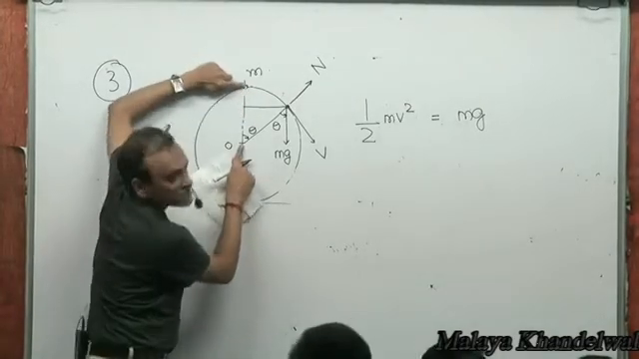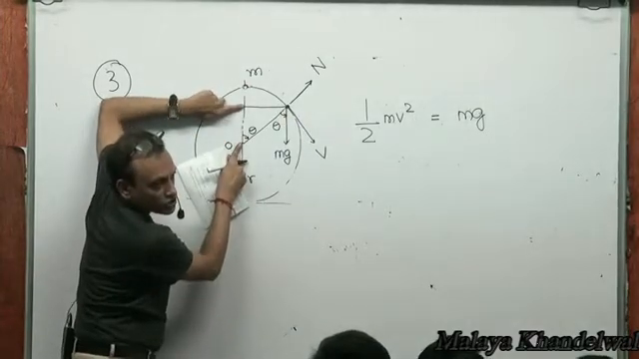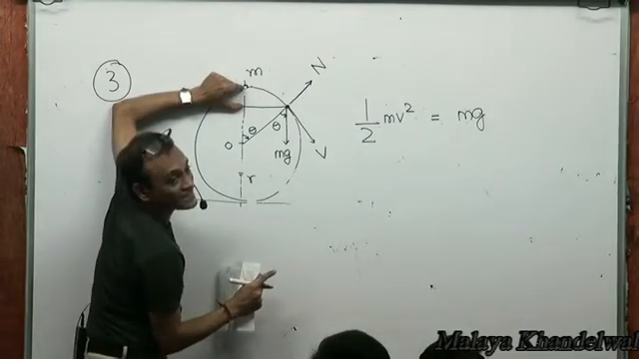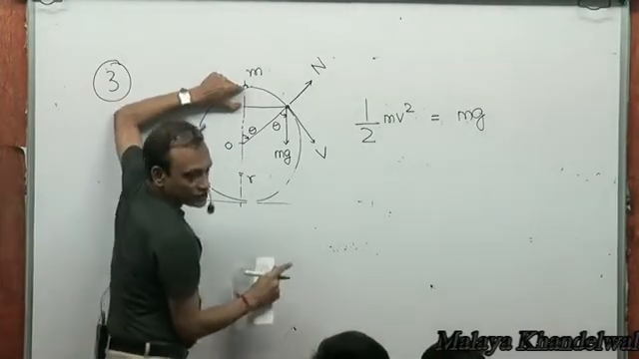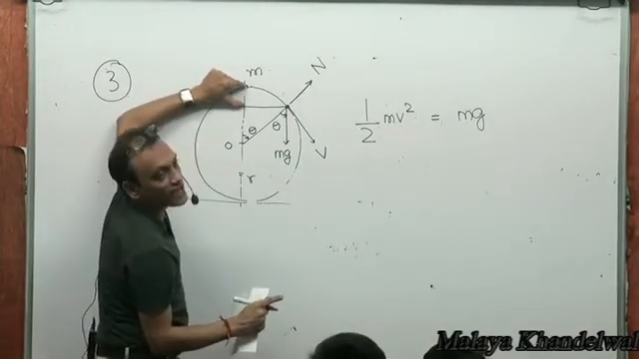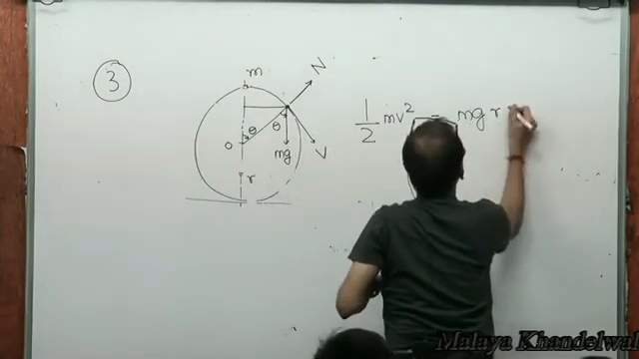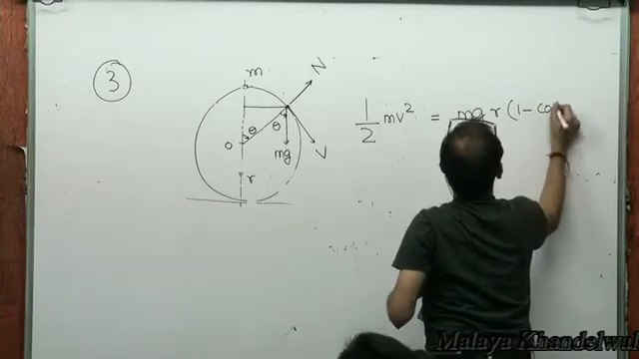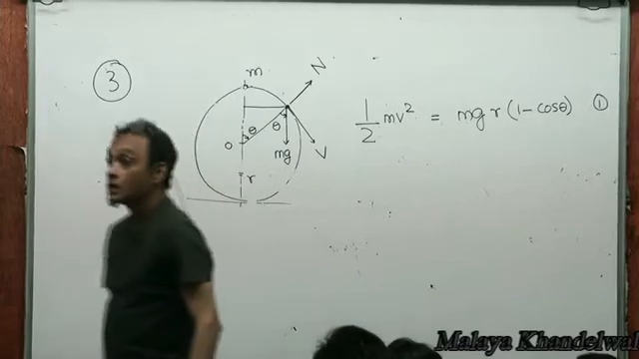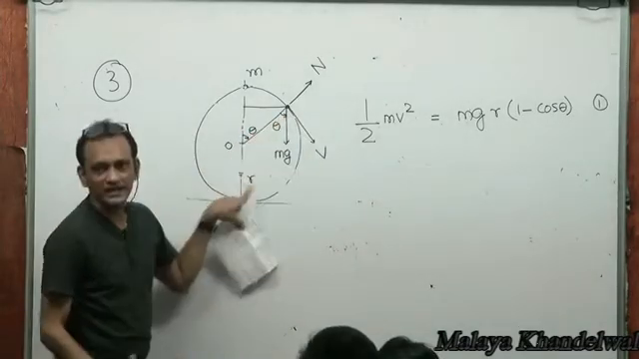How much is this? This is r. See, this is r. So how much is this? R cos theta. So this length is going to be r minus r cos theta, which is delta h, the loss of elevation accounting for loss of potential energy. So mg into this length, which is r minus r cos theta. That's energy conservation.